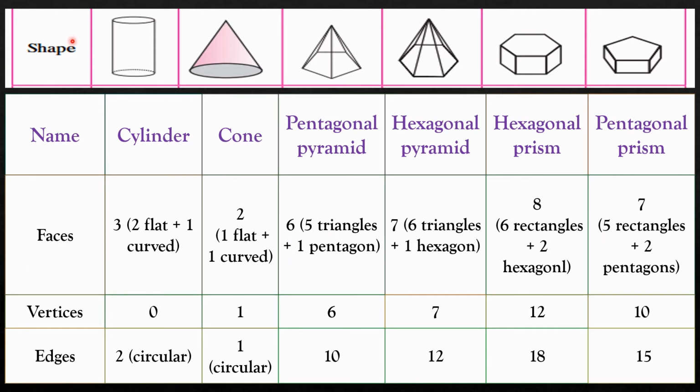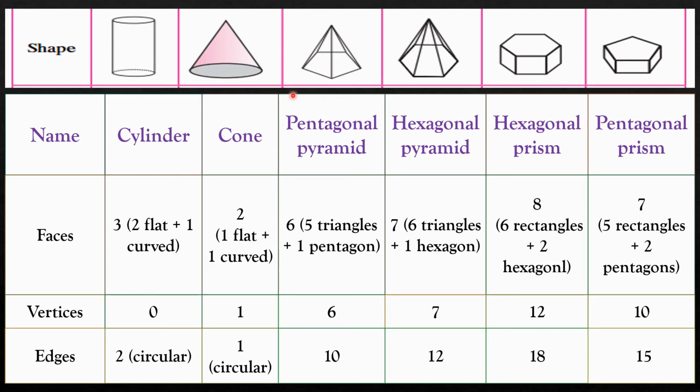Here you can see cylinder. The cylinder has a total of 3 faces: 2 flat faces and 1 curved face. Cylinder doesn't have any vertices and has 2 edges, which are the circular edges. So there are 3 faces, 0 vertices and 2 edges. Cylinder has 3 faces, 0 vertices and 2 edges.